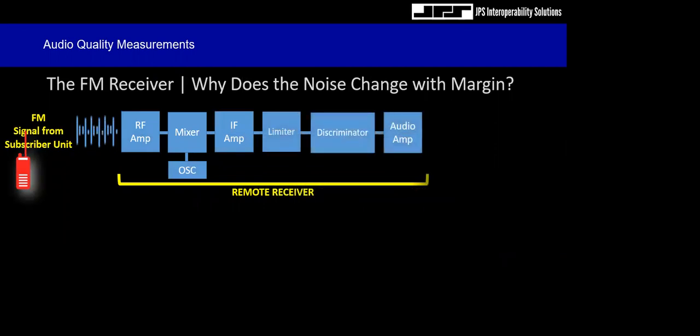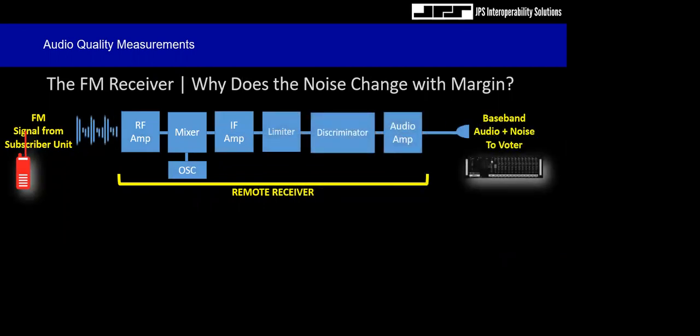And a lot of that has to do with the receiver. And this is a little block diagram of the remote receiver on the mountaintop or on the top of the building, for instance. On the left, I have my subscriber unit, my handheld. It could be a mobile in a vehicle, transmitting a carrier that's frequency modulated. And at the right is my baseband audio. I can have a speaker there so I can listen to the audio, but I have a comparator and a voter. And so this is one of my remote receiver sites.